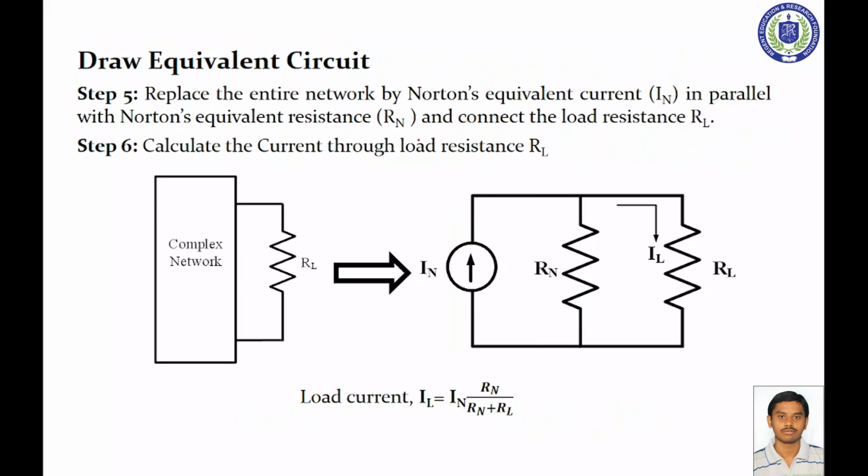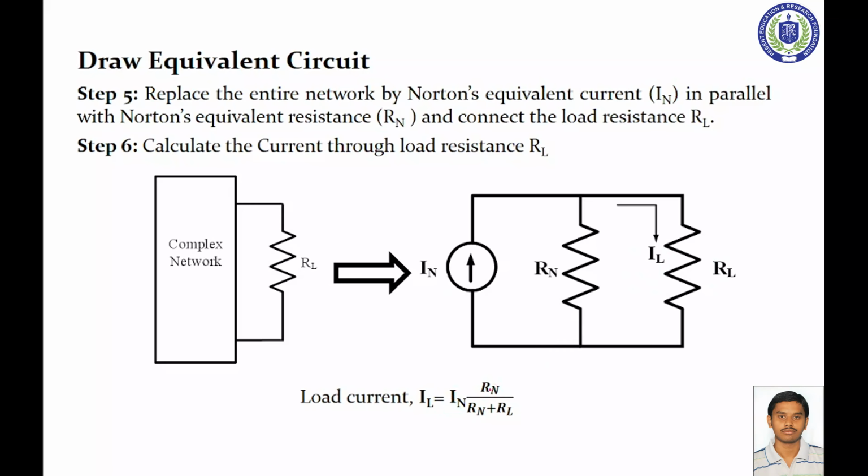Next is the equivalent circuit. This is a complex circuit, and there is RL. IN and RN were calculated previously, and RL is known. So we calculate IL equals IN into RN by RN plus RL. This formula comes from the current division rule of a parallel circuit.